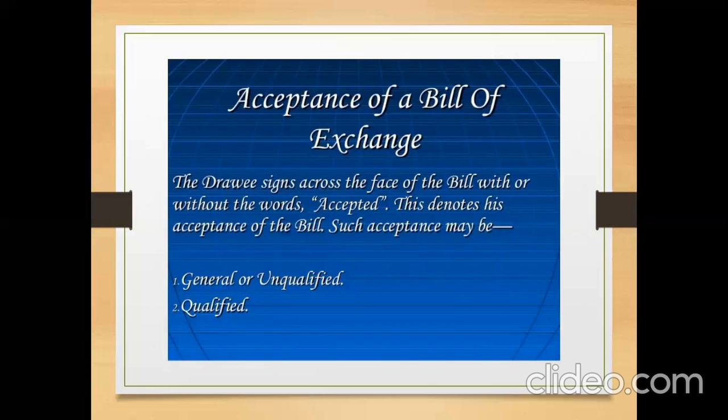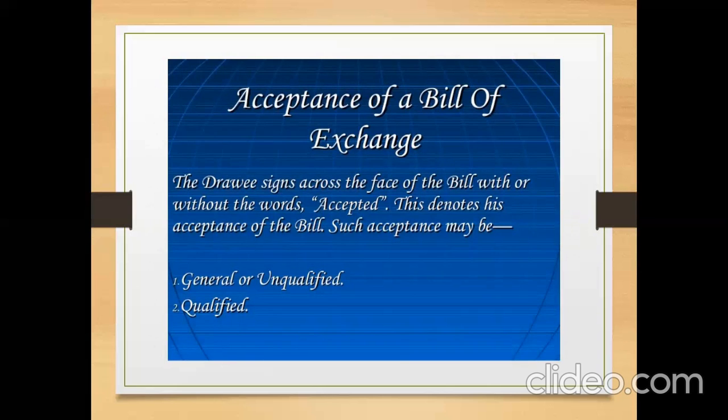Acceptance of bill of exchange. Once the credit transaction is done, after that there is acceptance of the bill of exchange. The drawee signs across the face of the bill. Face of the bill means exactly in the middle of the document, with or without the words 'accepted'. This denotes his acceptance of the bill.